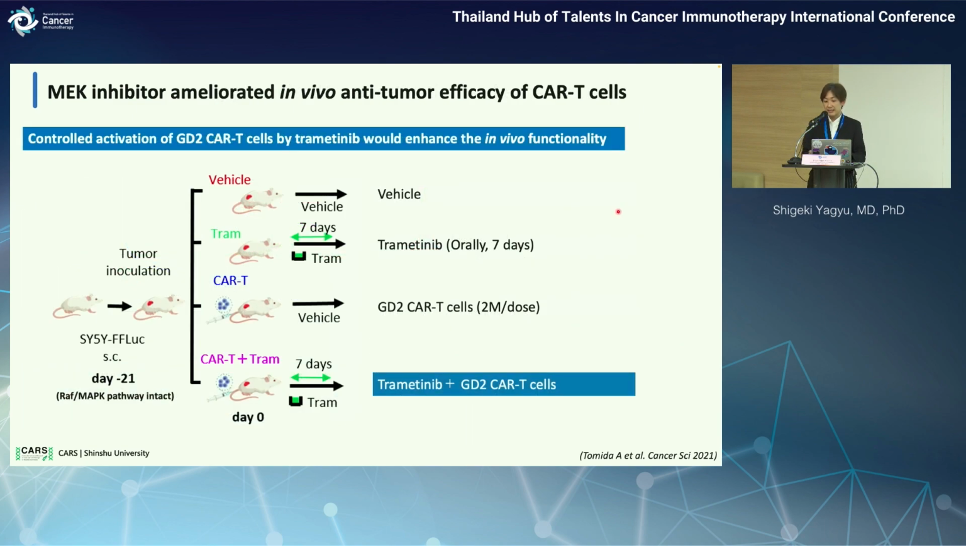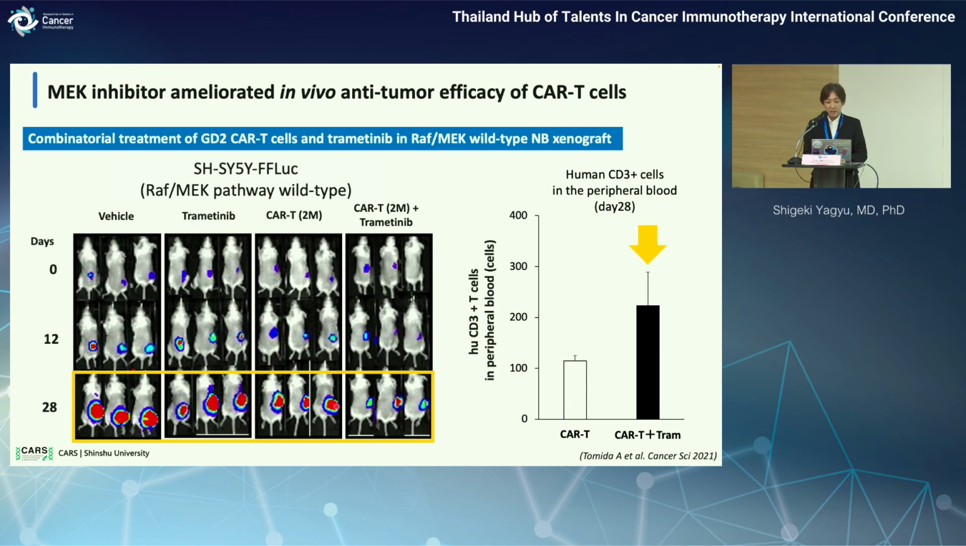So we hypothesized that the controlled activation of GD2 CAR T cells by trametinib would enhance in vivo function of GD2 CAR T cells. So in this case, we inoculated the neuroblastoma cells that did not have RAF-MAP kinase pathway mutation, so that these cells were basically resistant to trametinib. And we gave the vehicle, trametinib, and GD2 or both.